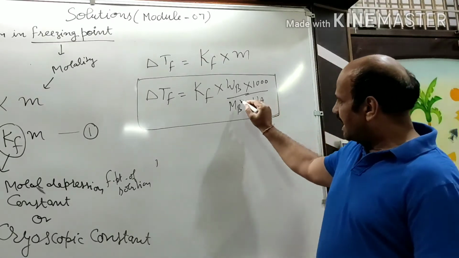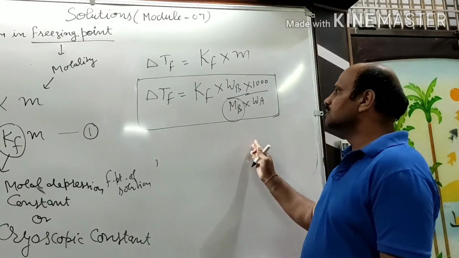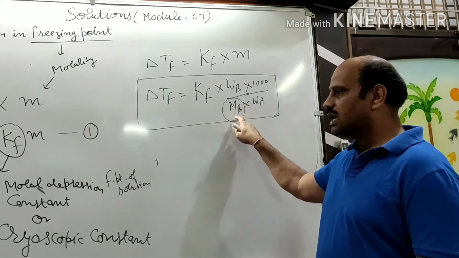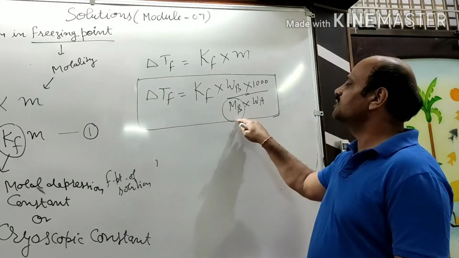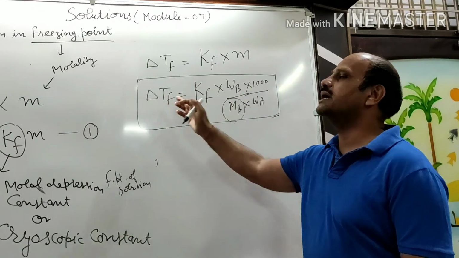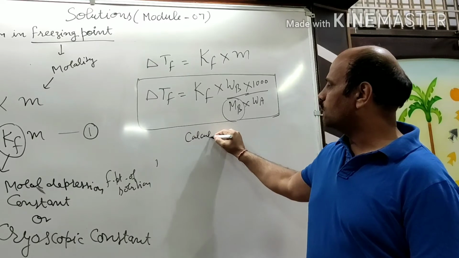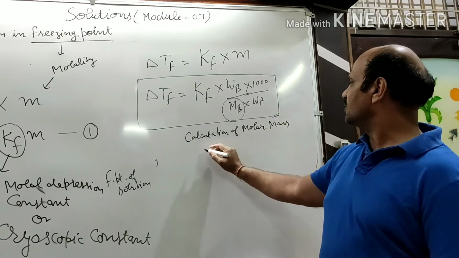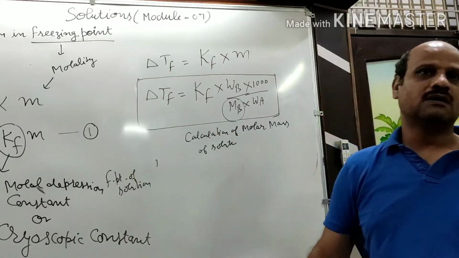And in every colligative property, whether it is lowering of vapor pressure, elevation in boiling point, or depression in freezing point, the molar mass of solute is inversely related to the colligative property. Or you can say if these things are given, we can calculate the molar mass for any solute. The calculation of molar mass of solute can be done by knowing the value of colligative properties.